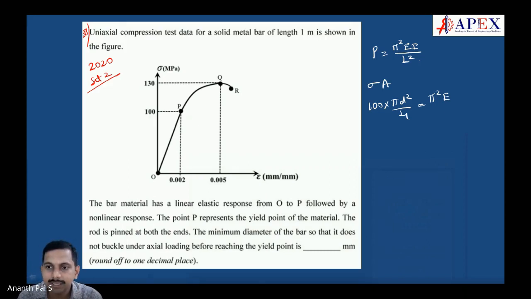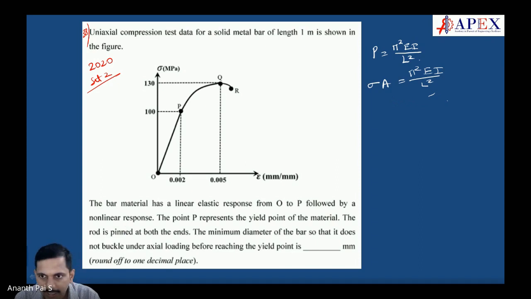You can say E is stress by strain. We can write that. So instead of that, I can write this sigma. This can be written as pi square EI by L square, right? So this E I can take it down, and I can write sigma by E into A is equal to pi square I. I is what? Pi d power 4 by 64 divided by L square. L is given as 1 meter, so not required. Then here area we can write as pi d square by 4.